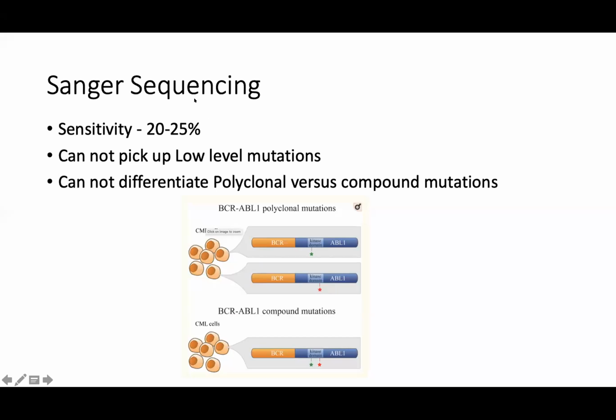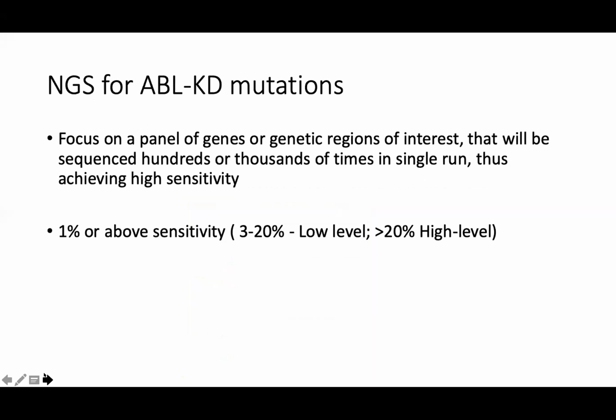Another important thing which this technology cannot pick up is polyclonal versus compound mutation, which has implication in terms of progression of disease to the advanced phases like accelerated phase and blast crisis. So do we have anything better than this? That's where next generation sequencing comes in. Here, the NGS platform is a panel of genes or genetic regions of interest, which are sequenced hundreds or thousands of times in a single run, and therefore it achieves high sensitivity. The sensitivity can be as low as 1%.